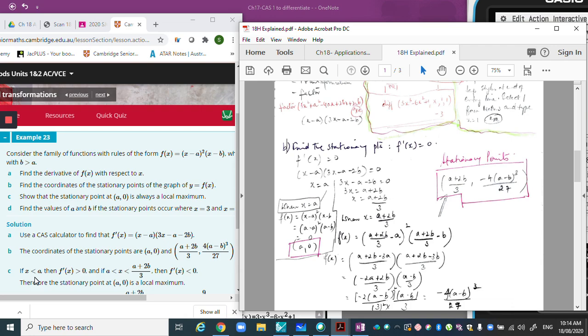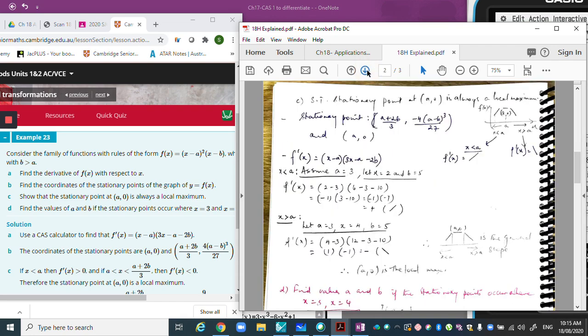If x is less than a, okay? So let's now move on to the next page. Show that the stationary point a, 0 is always a local maximum. Now, in order to be a local maximum, a, 0 should basically be this point here. Which means it should have a positive gradient here and a negative gradient here.